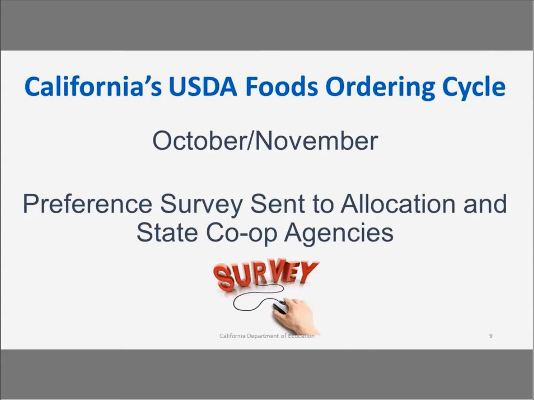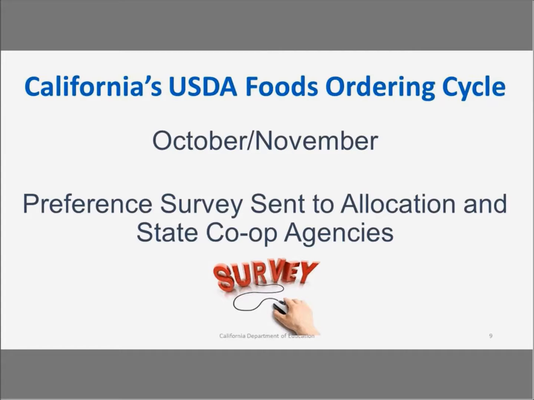In late October, the Food Distribution Program sends preference surveys containing all USDA foods to our allocation and state co-op agencies to determine the most desired USDA foods. The results of these surveys directly affect which brown box and DoD fresh fruits and vegetables our state distribution centers will provide for allocation agencies during the following school year, and help CDE narrow the number of items listed on the pre-planner survey that state co-op members will fill out a few months later.